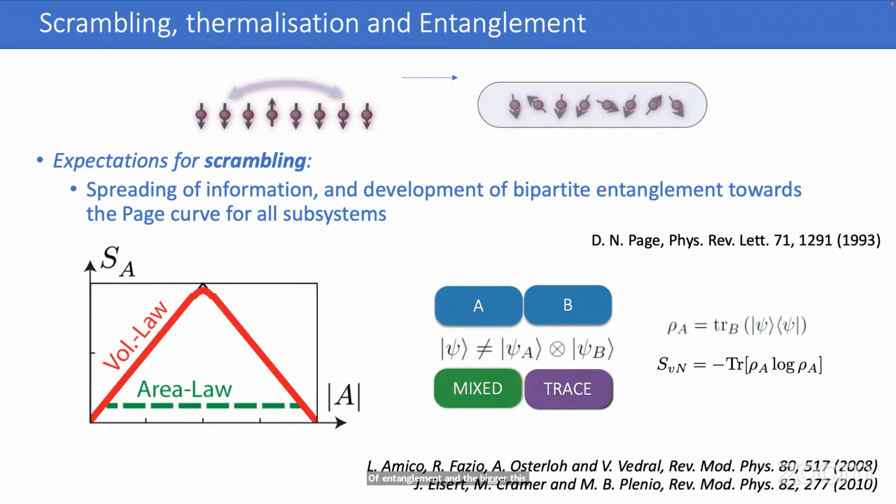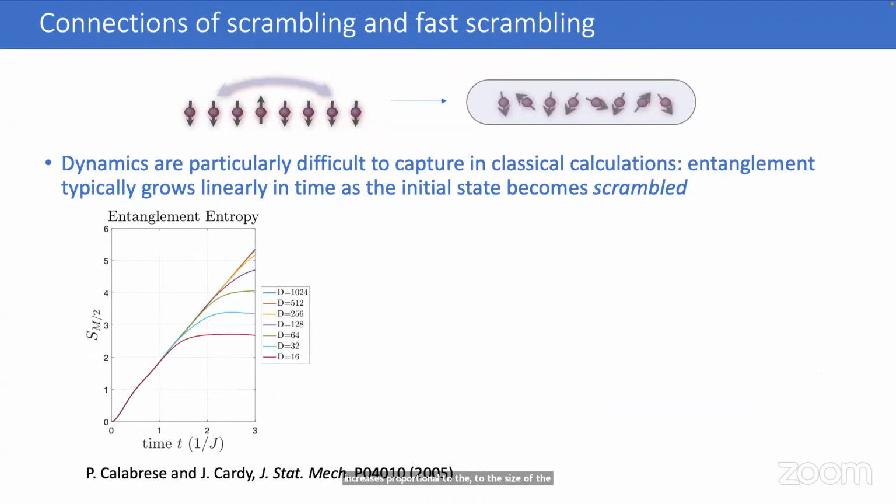So long as we have a pure state for the whole system, and for the moment, everything I'm going to talk about is in terms of pure states for the whole system and dynamics that are evolving, what we expect is to get something that goes essentially as a volume law, where the von Neumann entropy of entanglement increases proportional to the size of the subsystem for all possible subsystems.